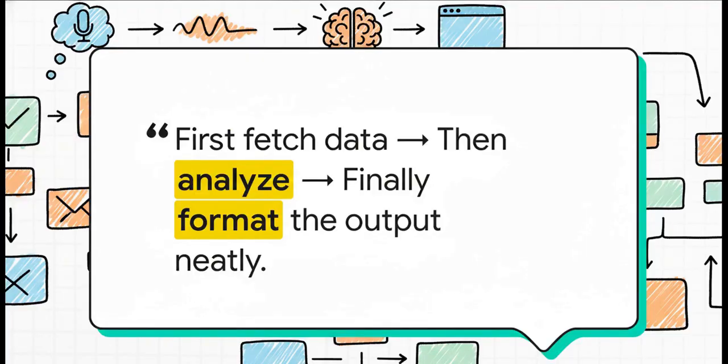So for instance, instead of just saying, make me a report, which is kind of vague, you guide the AI. Tell it, first, go get this data. Then analyze it for these key trends. And finally, format that output into a clean table. See? This modular approach gives you way more accurate results. It's like giving better directions.